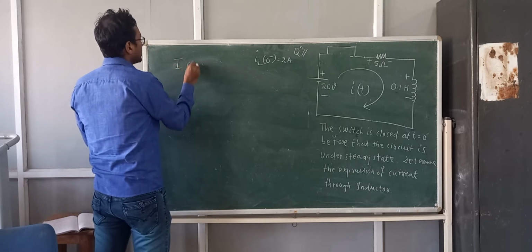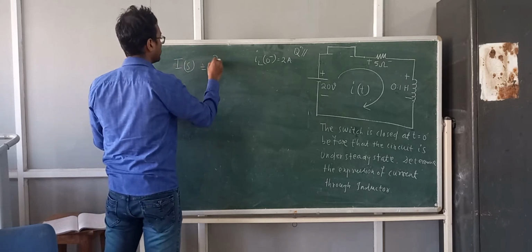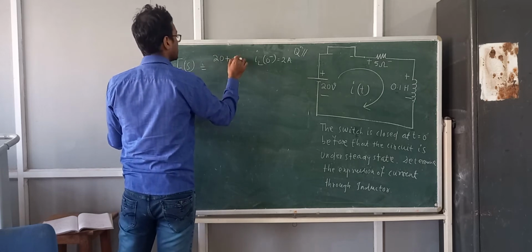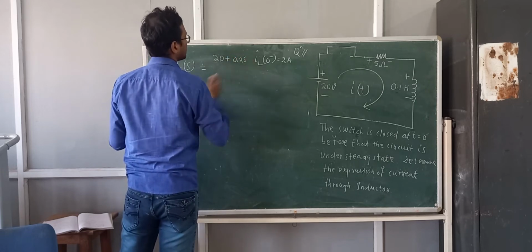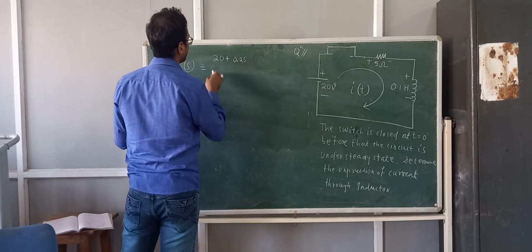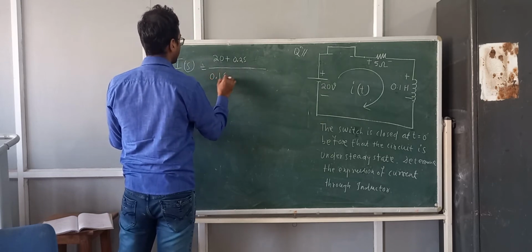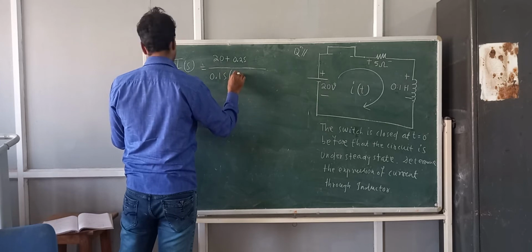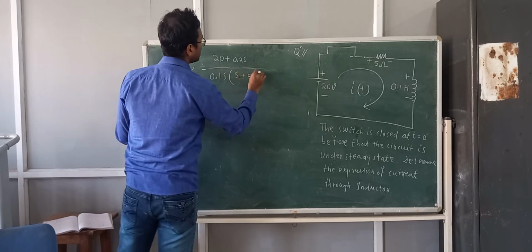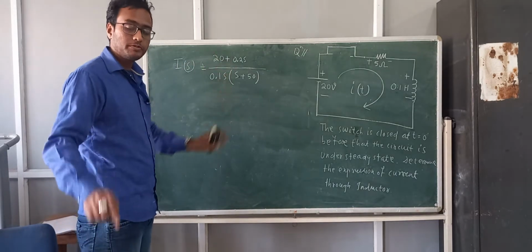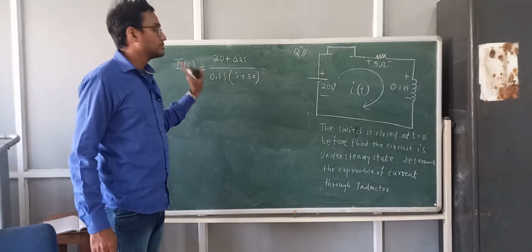So the expression of Is will be written like this: 20 plus 0.2, divided by 0.1 s whole into s plus 50. All of you please check this after doing this. Pause this video, derive it by yourself at home and do this.